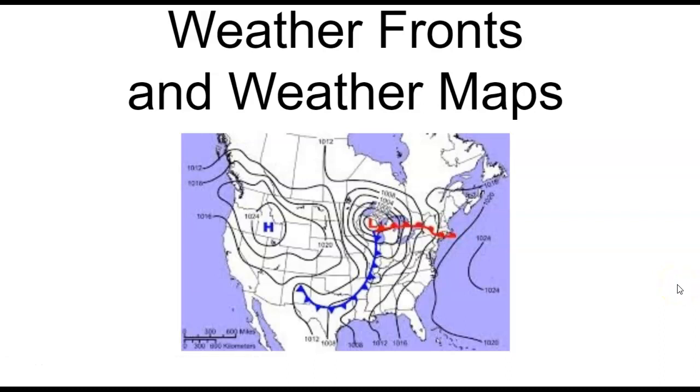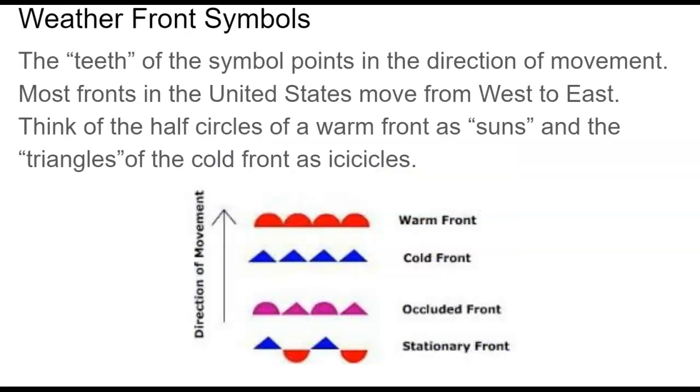Today we're learning about weather fronts and how to interpret weather maps. So remember the symbols. A warm front, if it's a colored map, would be in red and they're half circles. The half circles can be thought of as being suns. A cold front is represented by a blue triangle. We can think of the blue triangle as being an icicle.